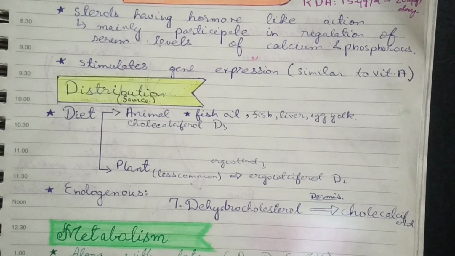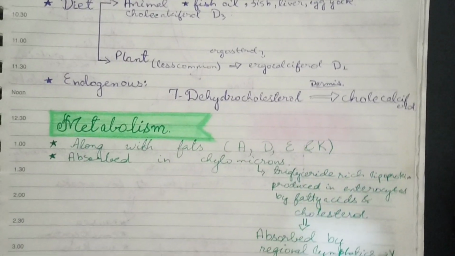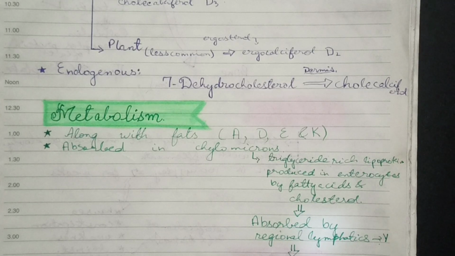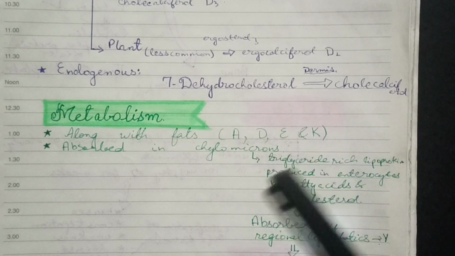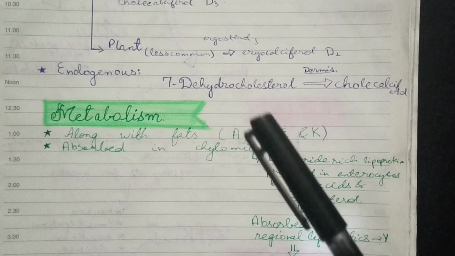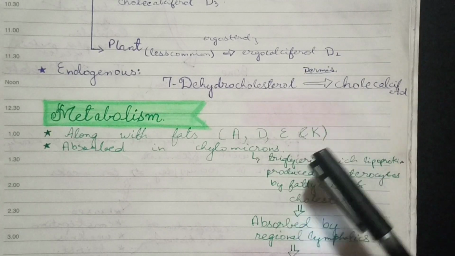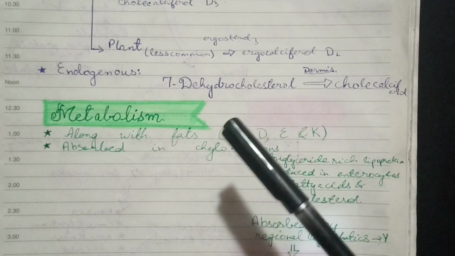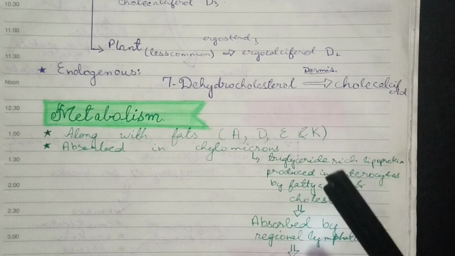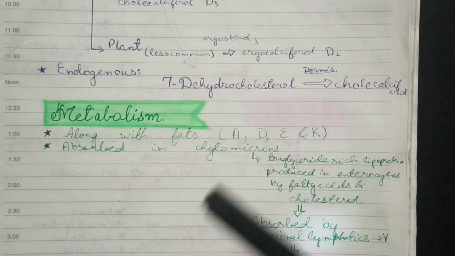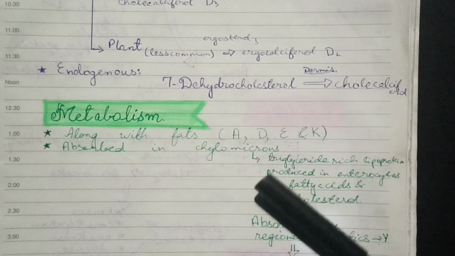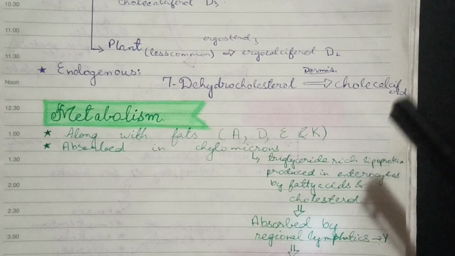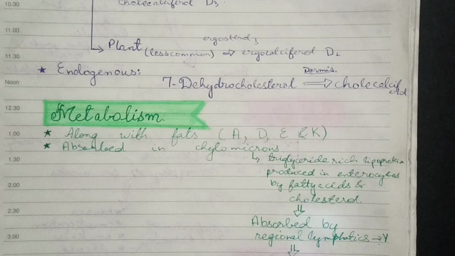Okay, now coming towards the metabolism of vitamin D. Of course, we will start from the introduction that vitamin D is a fat soluble vitamin. Of course, if it is a fat soluble vitamin, it will be absorbed in chylomicrons. So, what are chylomicrons? Chylomicrons are actually triglyceride rich lipoproteins which are synthesized in the intestinal cells or the enterocytes. And how are they formed? They are formed by fatty acids and cholesterol.